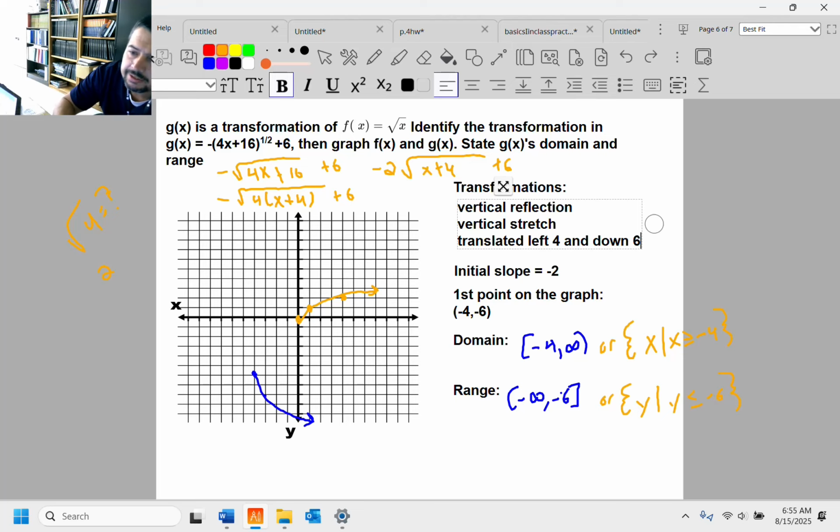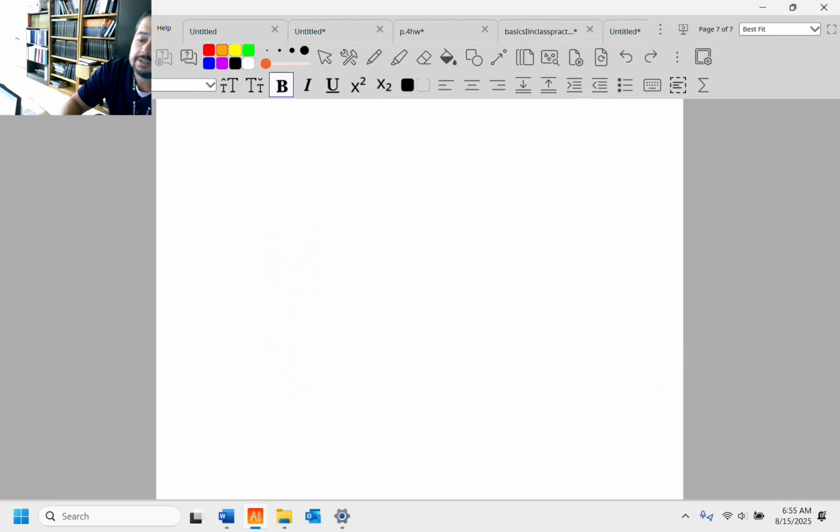All right, last slide, then I probably need to get some homework. Oh, that is the last slide, so there you go. There is the P.5 lesson, transformations of square roots.